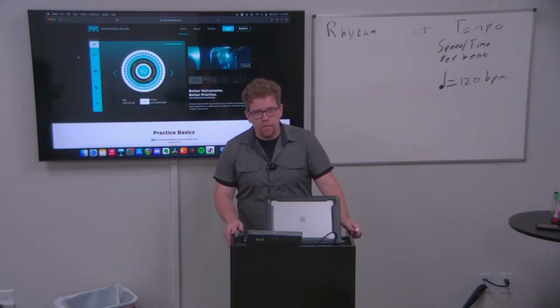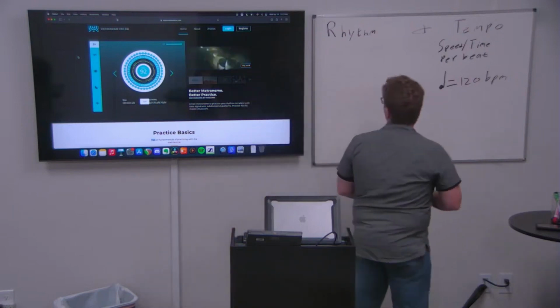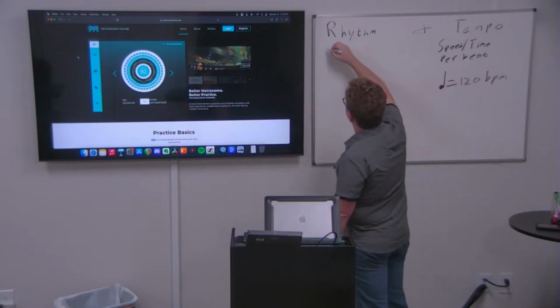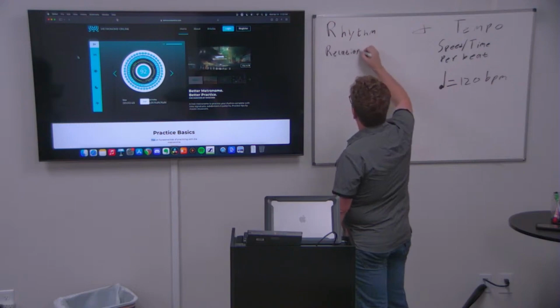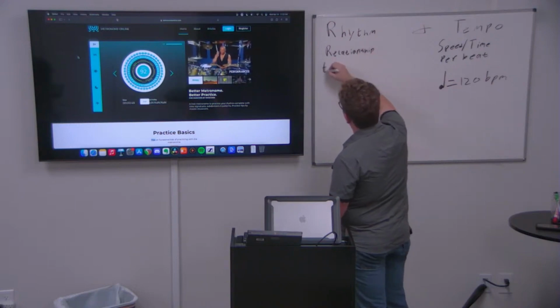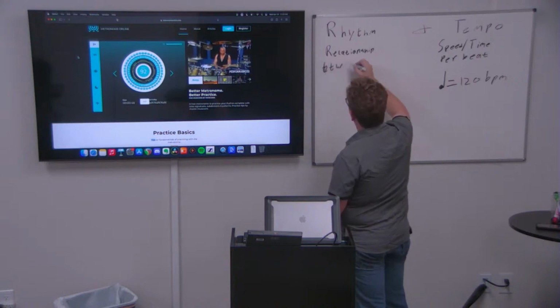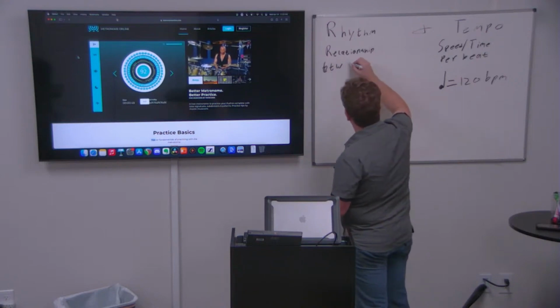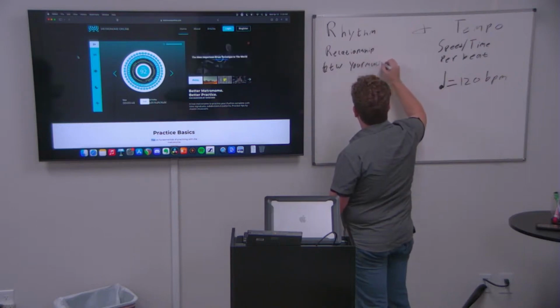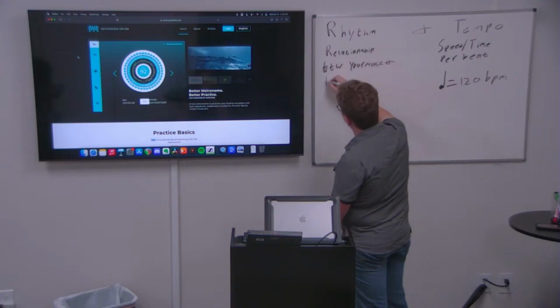Rhythm, we're going to define rhythm as the relationship of what you're actually singing or playing, so the relationship between what you're playing or singing, that's between your music and the tempo.